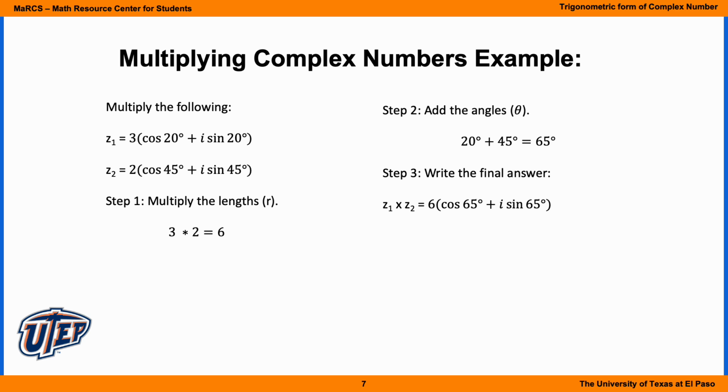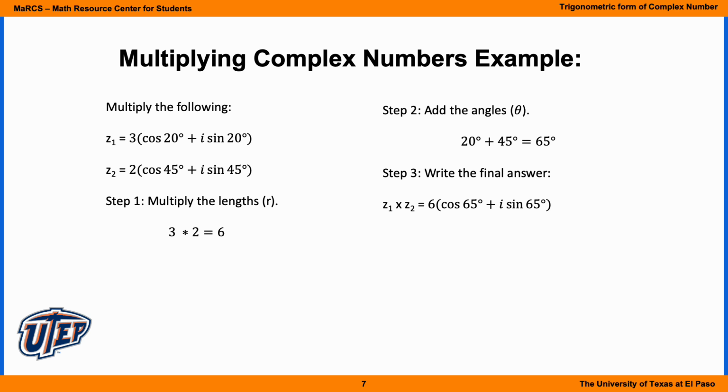So for the first complex number, we have 3 times cosine of 20 degrees plus i sine of 20 degrees. And make sure that the 3 is on the outside of the parentheses so that it is distributed to both the horizontal and the vertical components. And then for the second complex number, we have 2 times cosine of 45 degrees plus i sine of 45 degrees. So for the angles, we will have 20 plus 45, and that is equal to 65 degrees.